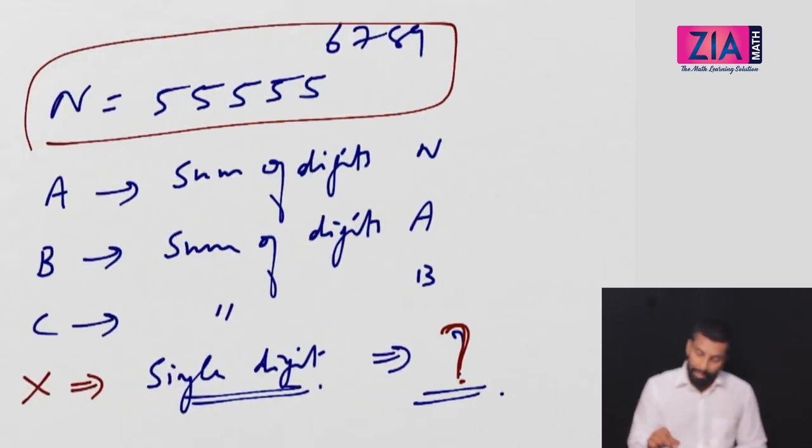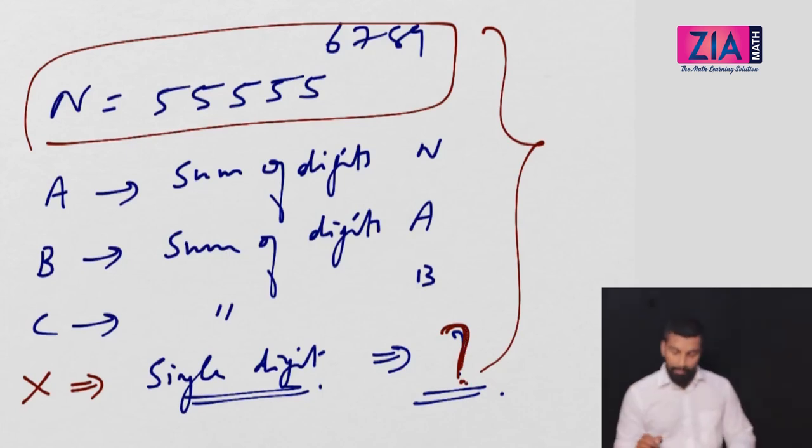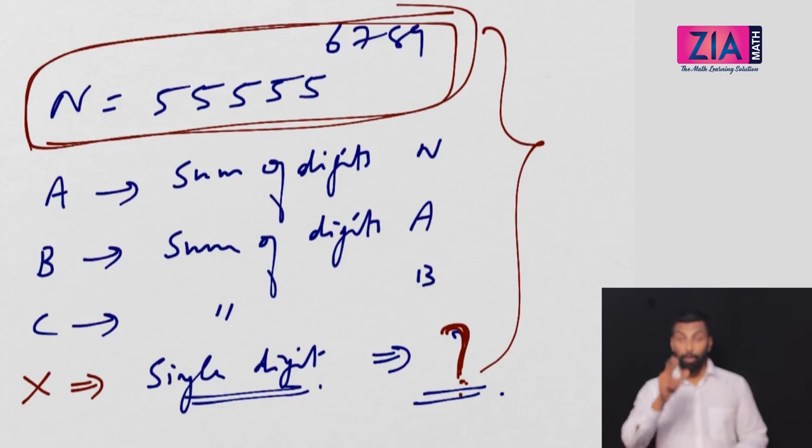The question is actually based on divisibility of 9. What is the divisibility rule of 9? You take the sum of digits, sum of digits, sum of digits till you get a single digit, and if the single digit you are getting is 0, that number is divisible by 9. If it is any other digit, that is the remainder when the bigger number is divided by 9. So effectively, the single digit is the remainder when this number is divided by 9. I hope you understood.